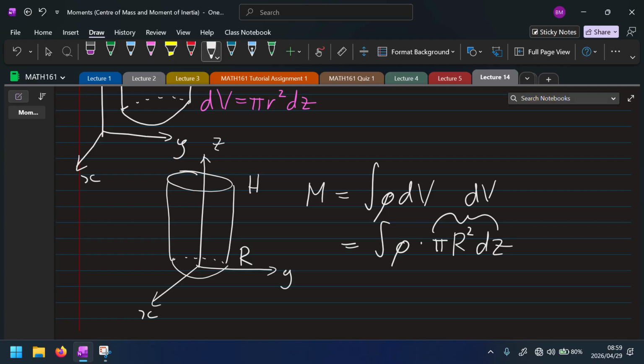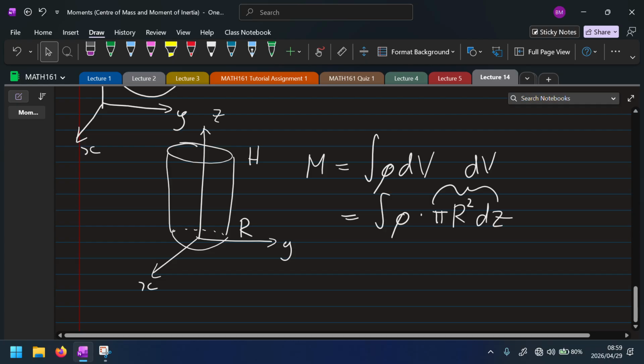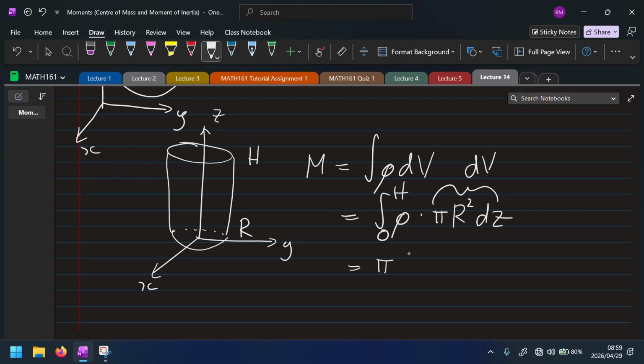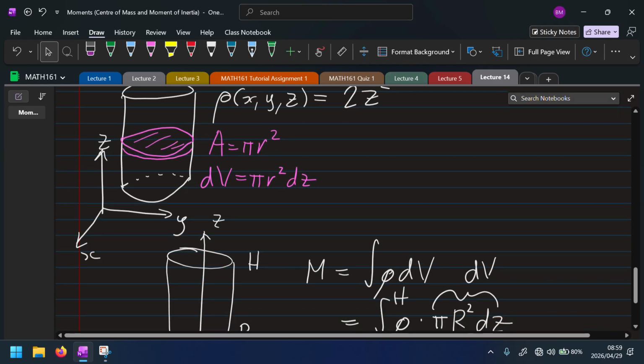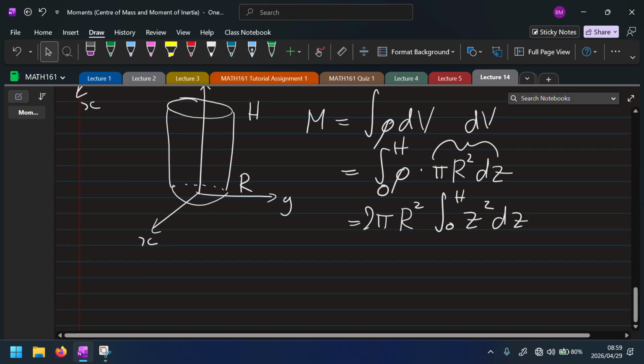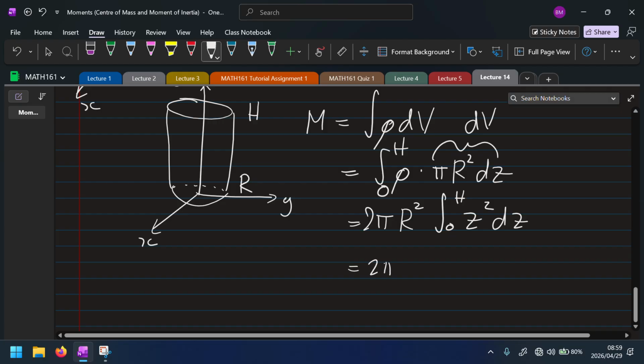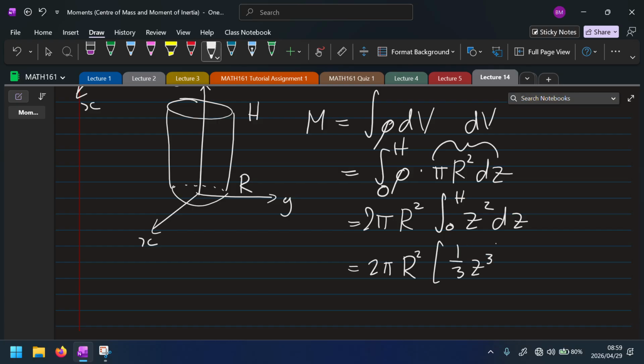Everyone clear on that? So let's substitute rho. We know it's 2z. So this is from 0 to h. So pi, we can take out r squared. That's a constant we can take out. Integral from 0 to h. We're left with 2z. 2 we can also take out there. Okay, so we're left with this. Straightforward integral in terms of z. So let's work this out. So this will be 2 pi r squared. This will be 1/3 z cubed from 0 to h.